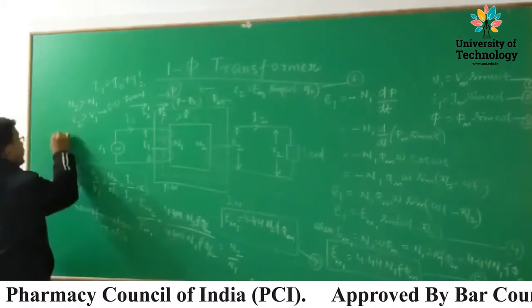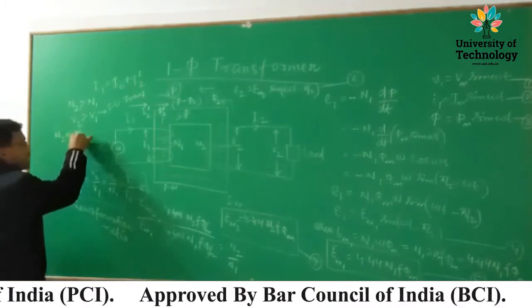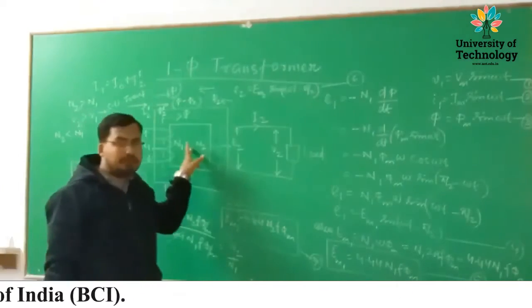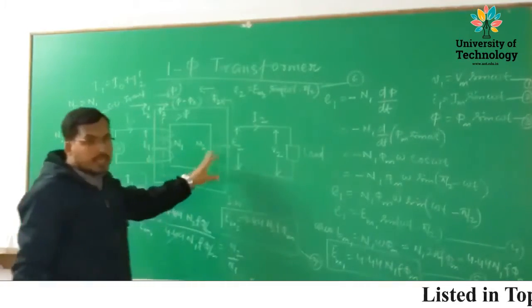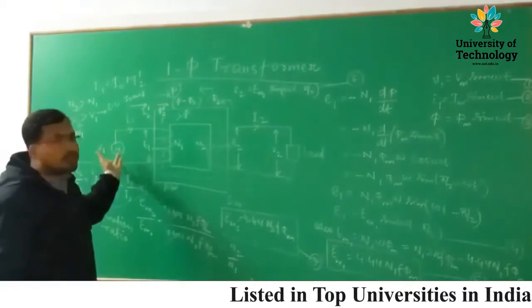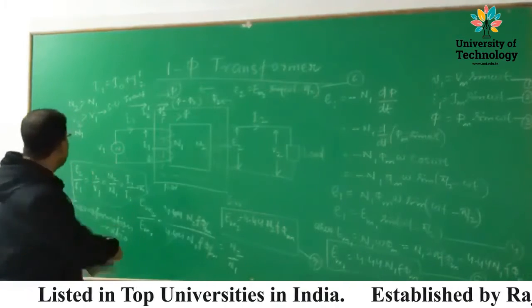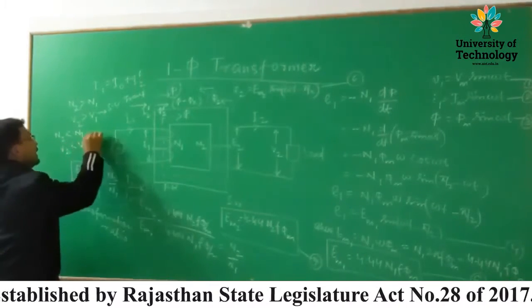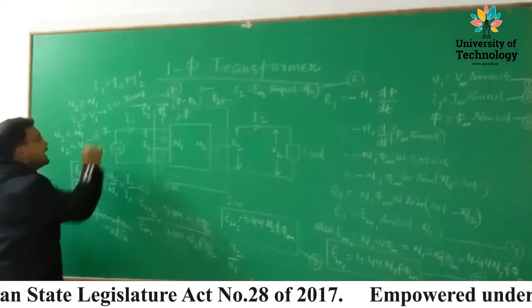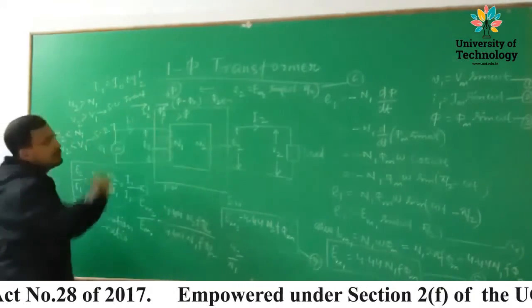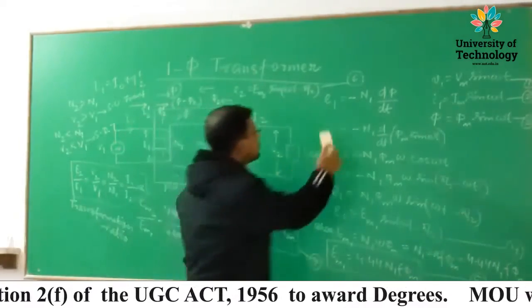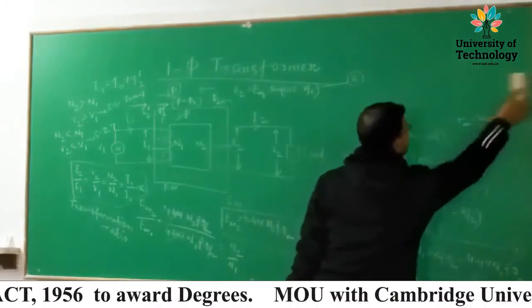When N2 is less than N1, means the number of turns in the secondary side is less than that of the primary side, so V2 is also less than V1. Now in this condition we say it is a step down transformer. Step down transformer. Now let us come to the phasor diagram.